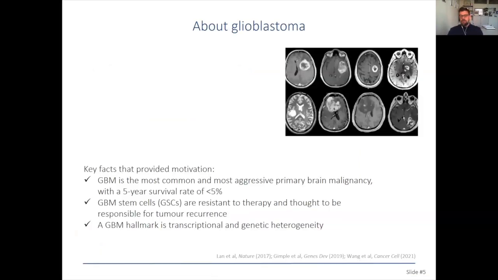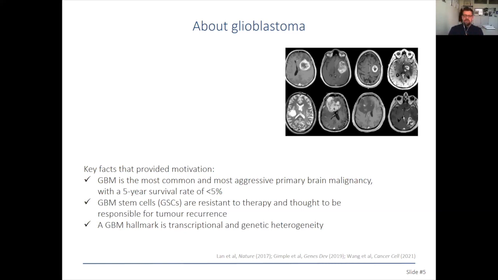So I'm going to be talking about glioblastoma. This is a very common and most aggressive primary brain malignancy. It has an incredibly poor survival prognosis, and essentially people with a diagnosis of glioblastoma do not really have a therapeutic solution.